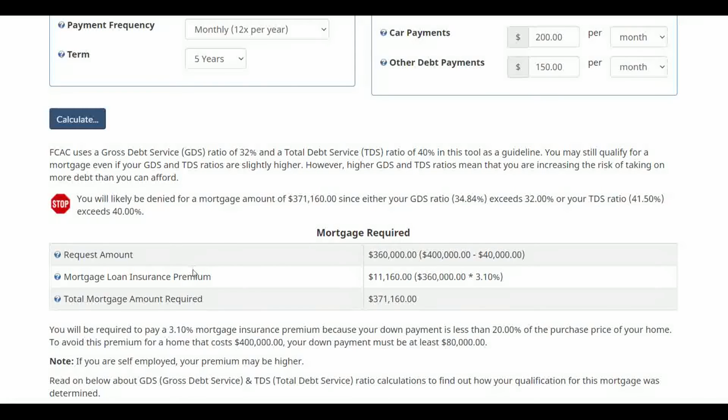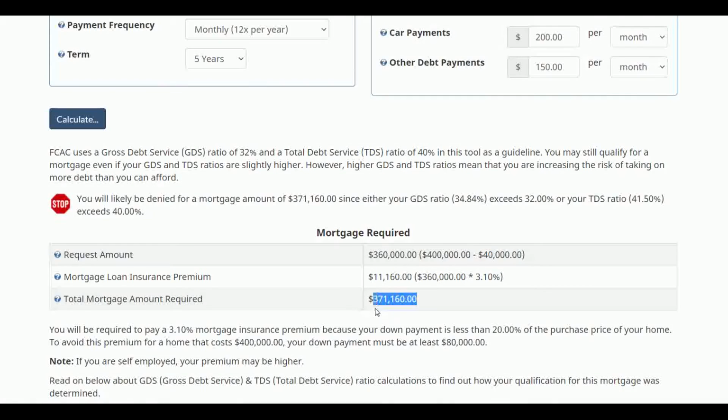So that means you have to pay a mortgage insurance premium. So what's the premium for this amount? Because you're putting 10% down, it is 3.1%, right? And you pay that based on the mortgage that's being requested. That gets added to the mortgage. That whole amount gets financed, right? So that decreases your equity in the property by a fairly significant amount. So just keep that in mind.